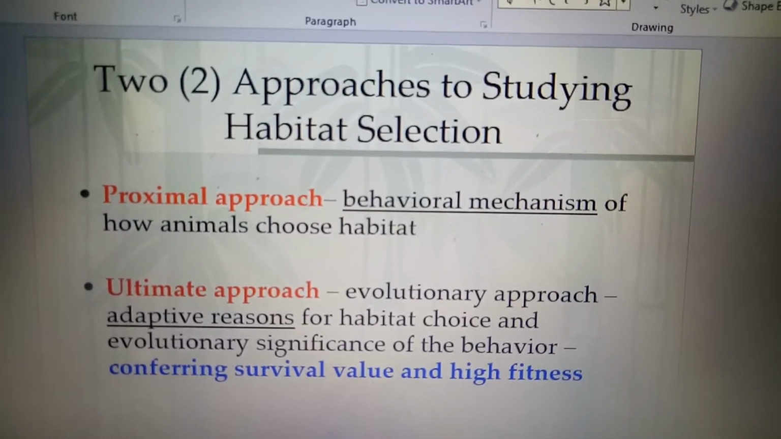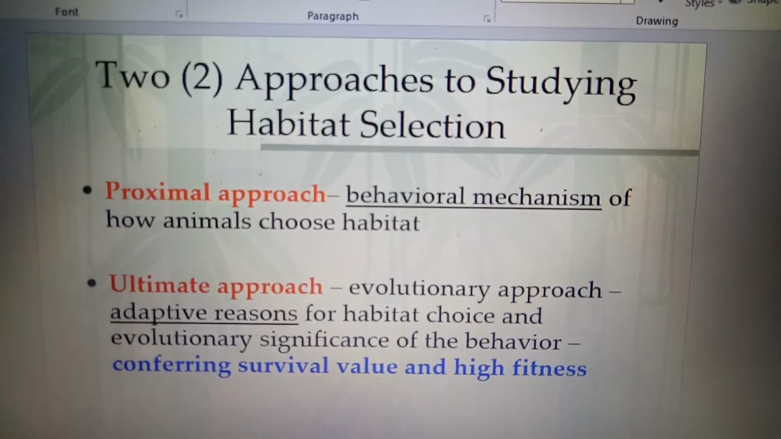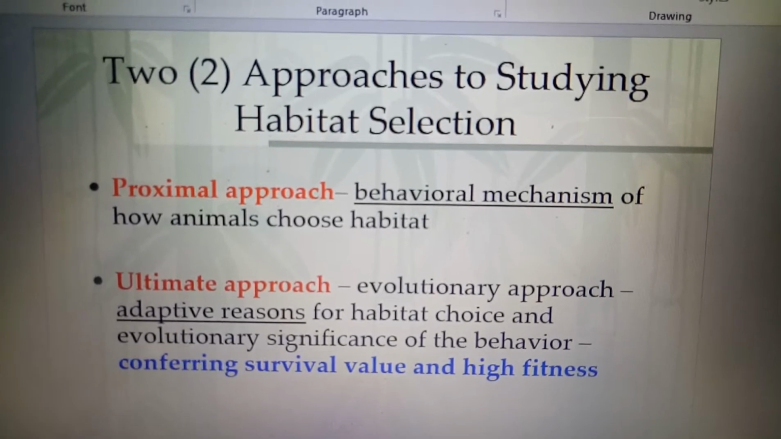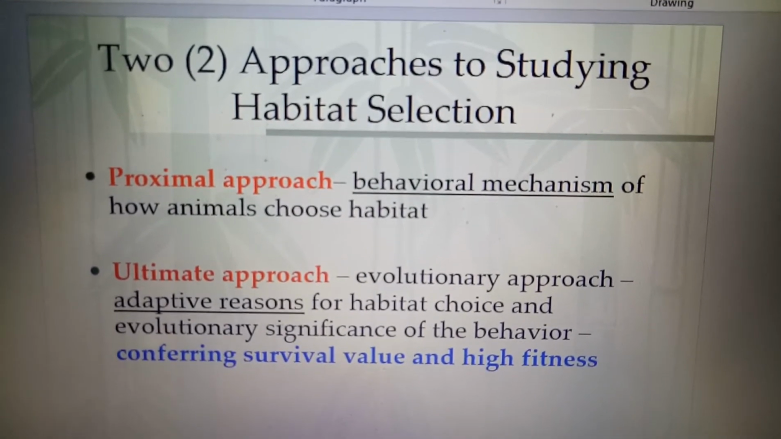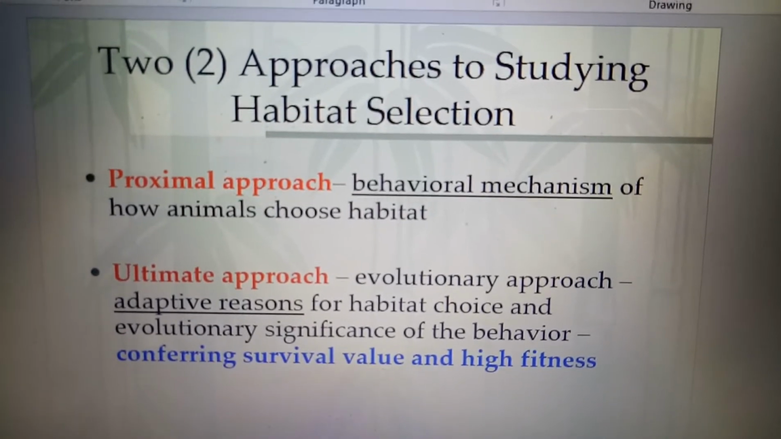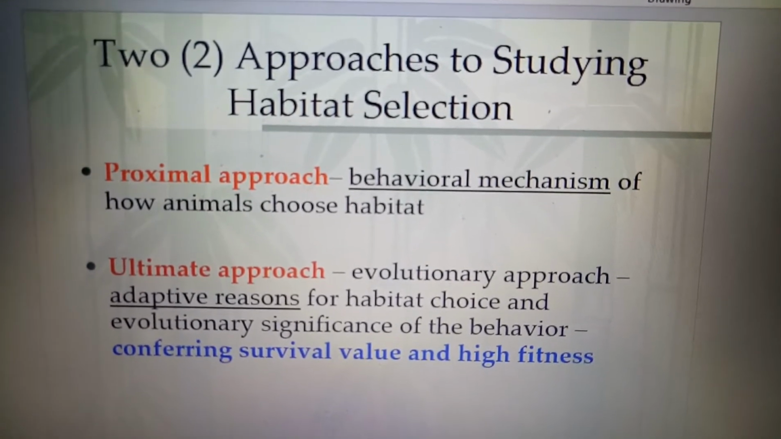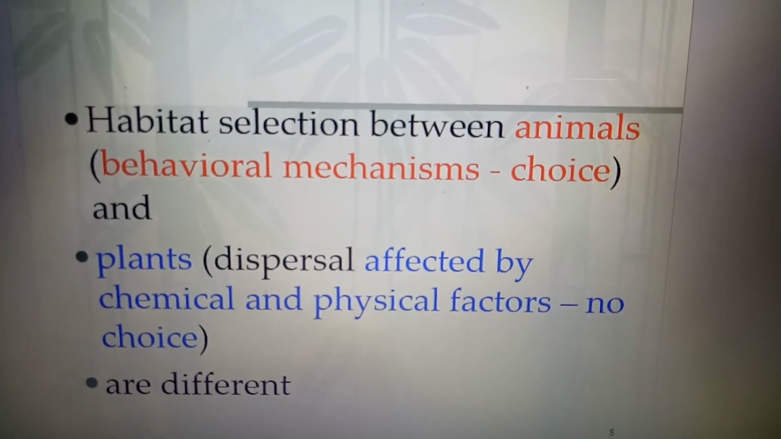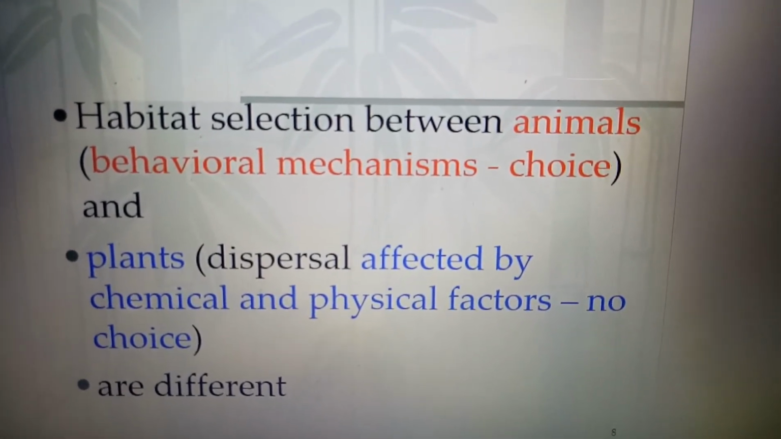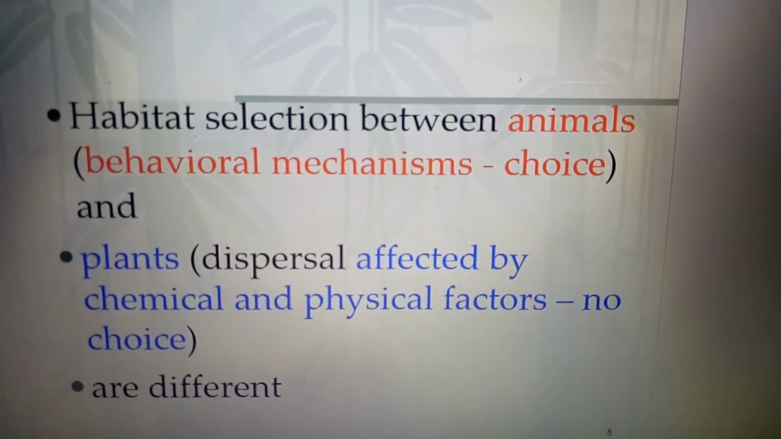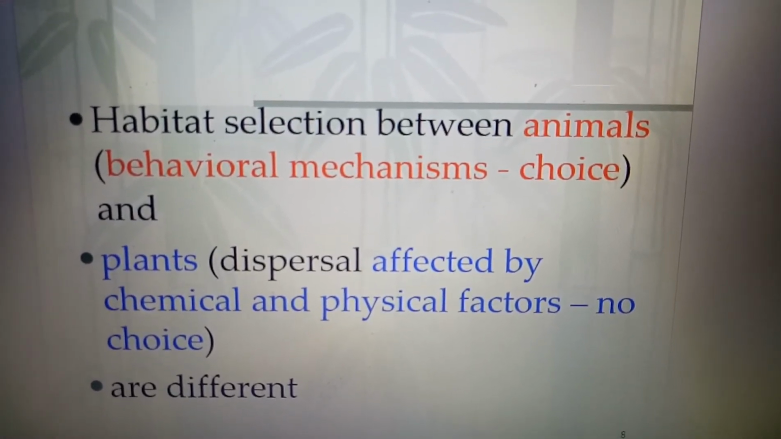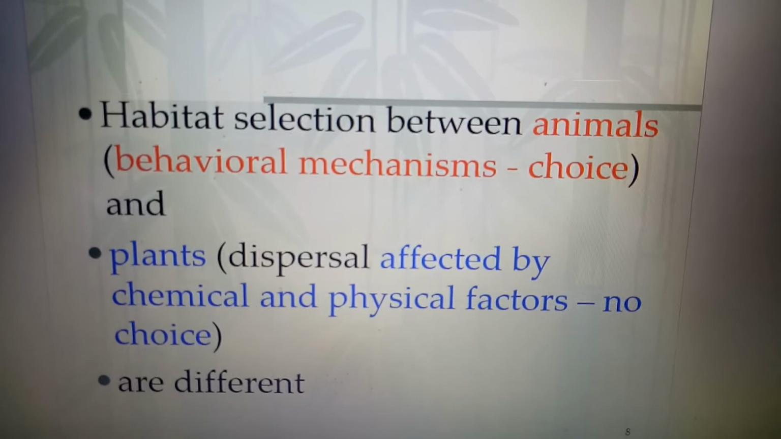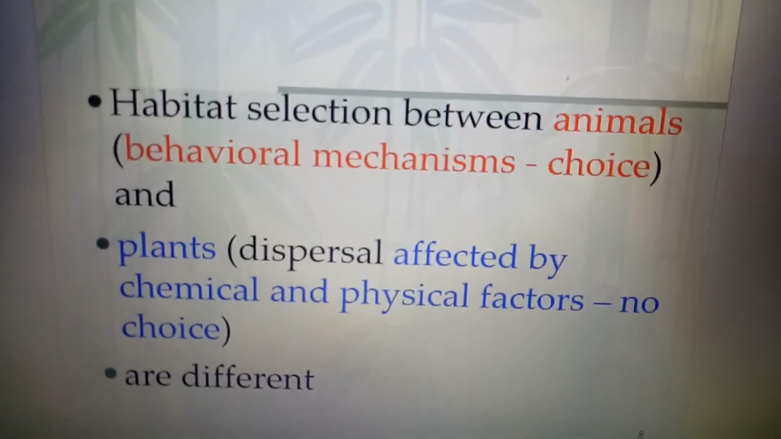Proximal approach is actually the behavioral mechanism of how animals choose habitat. Meanwhile, the ultimate approach is the evolutionary approach: adaptive reasons for habitat choice and evolutionary significance of the behavior, conferring survival value and high fitness. Okay, habitat selection in animals involves behavioral mechanisms, more into choice, and in plants, more into dispersal affected by chemical or physical factors. So they have no choice because they cannot move.